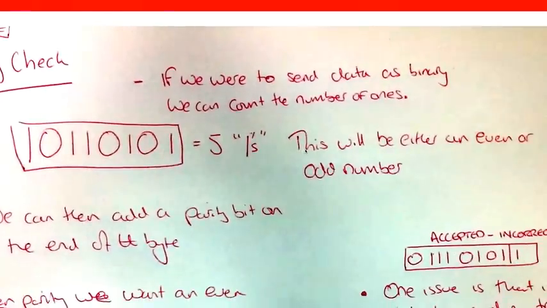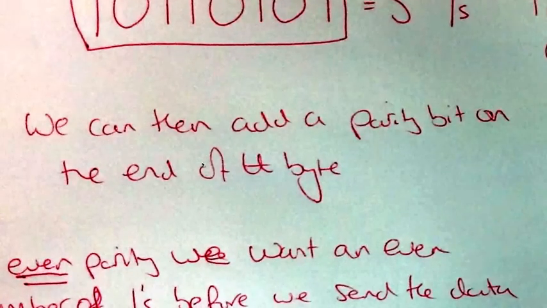So when we've got this, we've got 5 ones. Now we could have had an even number of ones, or we could have had an odd number of ones. So what we can do is use that knowledge, knowing that it can only be either even or odd, to set up what's called a parity check. So we add a parity bit on the end of the byte.